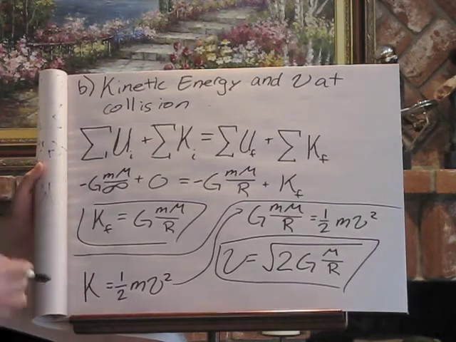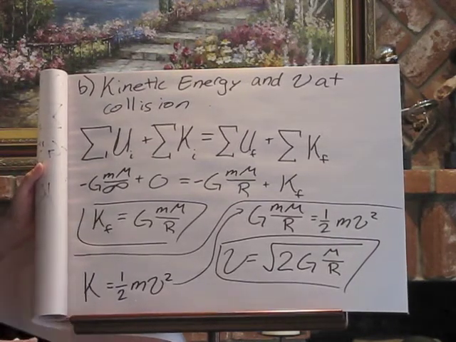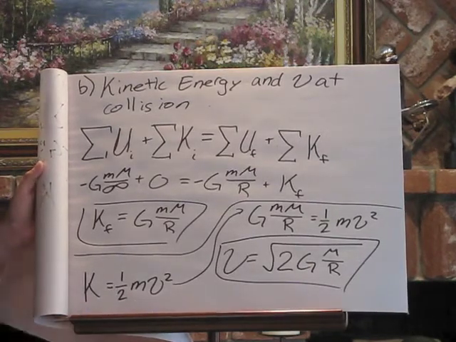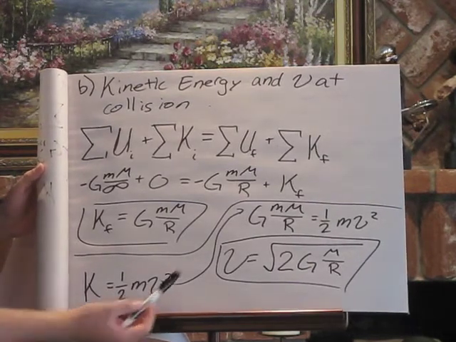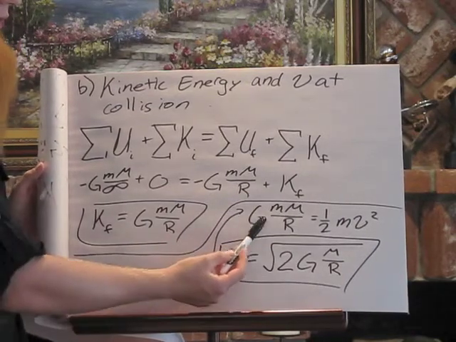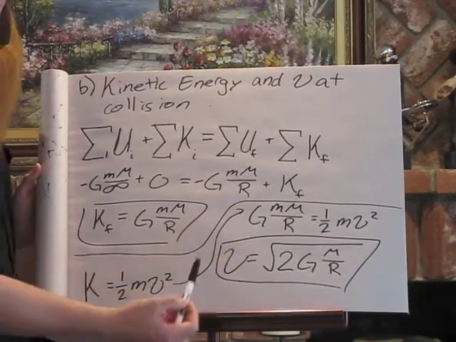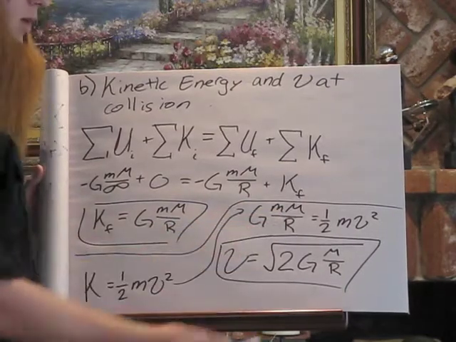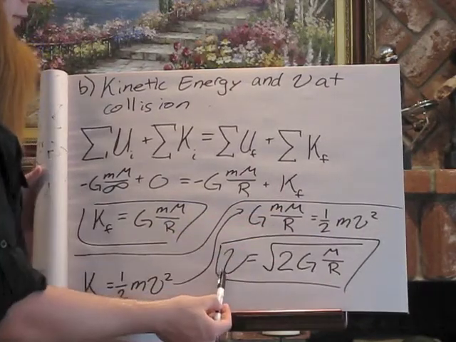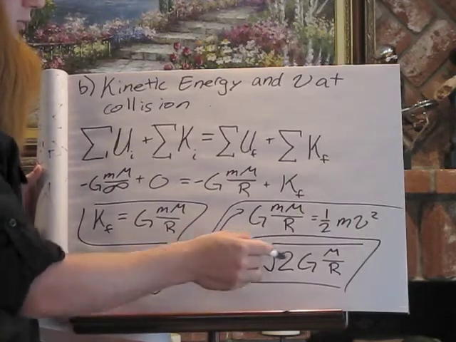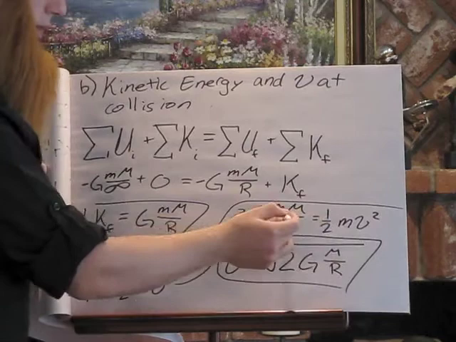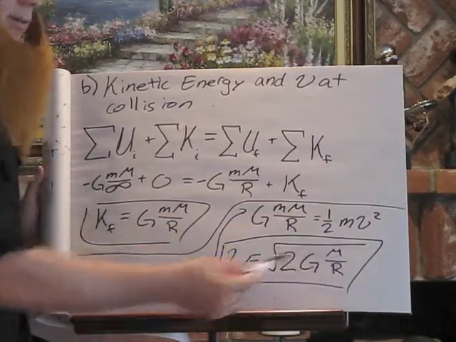Now, for the velocity, well, we know that kinetic energy is equal to 1/2 mv squared in the general case. So let's plug in what we already know, that the kinetic energy of the meteor is also equal to G times m times M divided by R. Solving for v, we get that v is equal to the square root of 2 times G times capital M, remember because the mass of the meteor cancels out, divided by R.